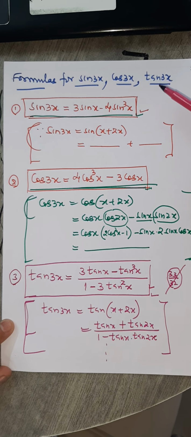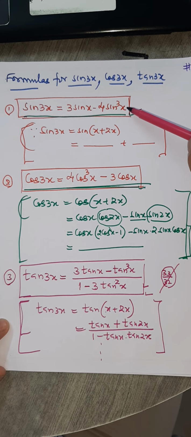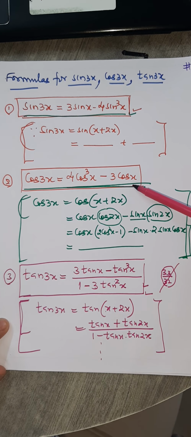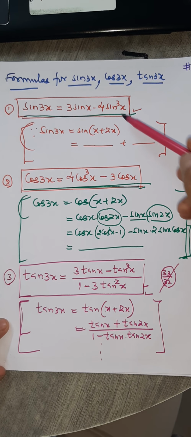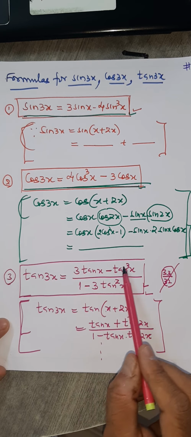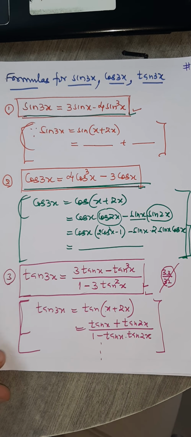So three more formulas. First one, sin 3x is 3 sin x minus 4 sin cube x, cos 3x is 4 cos cube x minus 3 cos x. Interchange the terms. You see, you have interchanged the terms. And tan 3x is as above.